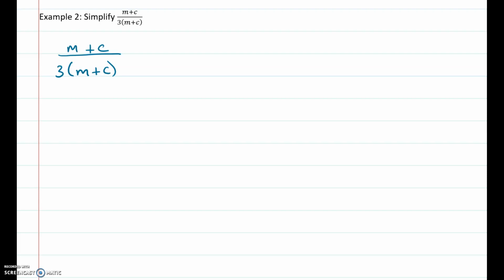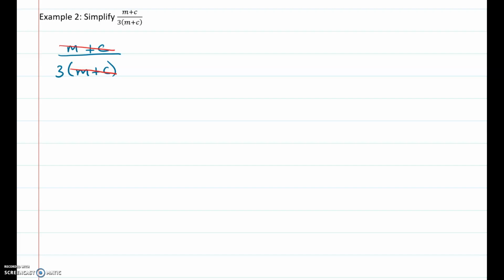We have m plus c on the top, and we have m plus c in the bottom, and neither of those two blocks, the m plus c blocks, neither of them, either the one on the top or the bottom, have anything added on or subtracted to them. So that means they're available for cancelling. So what we can do is cancel the m plus c in the top with the m plus c in the bottom. On the bottom we're left with the 3, but it looks like there's nothing left on top.